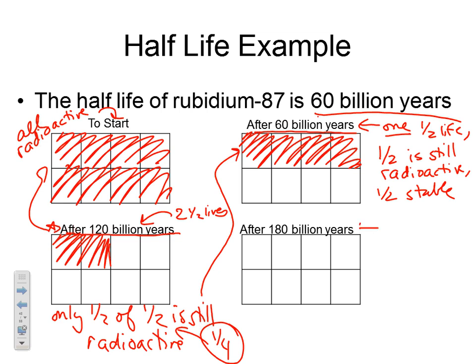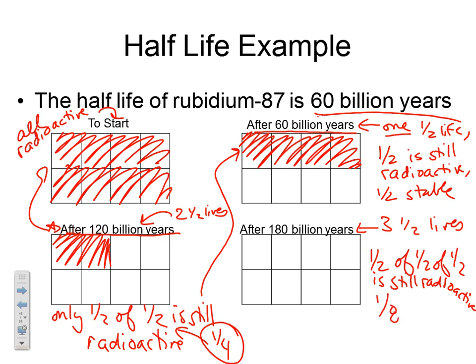After 180 billion years, this is 3 half-lives. So after 3 half-lives, half of half of half, taking half 3 times, is still radioactive, which is the same thing as not 1/6, but 1/8. Half of this is still radioactive, so we're only coloring in 1 square. With half-life, it's about constantly taking half of whatever remains, which theoretically means you can never get to 0, right? If you're talking philosophically, if you keep taking half of a half of a half, it'll keep on going. But practically speaking, you get to a point where so little of it is radioactive that it just blends into the background radiation that we're used to in our normal everyday life.